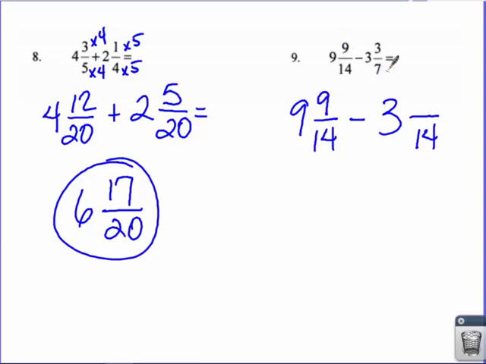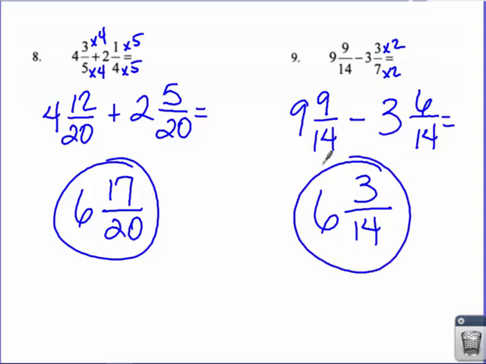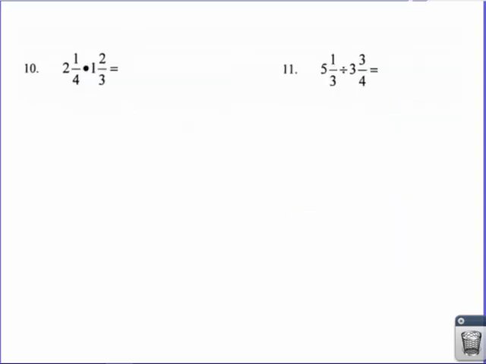What did I do to the 7? I multiplied it by 2. So I do the same to the 3 and get a 6. Now we subtract. 9 take away 6 is 3. Keep the denominator. And then 9 minus 3 is 6. And again, I can't simplify. So I'm done. What about multiply and divide?